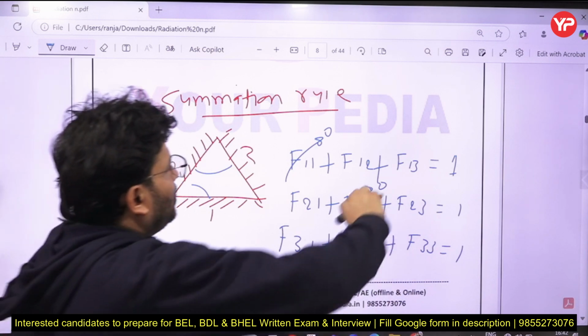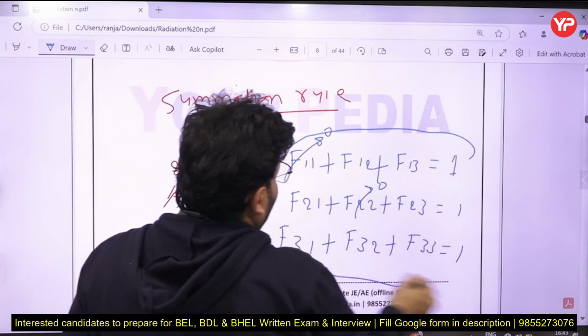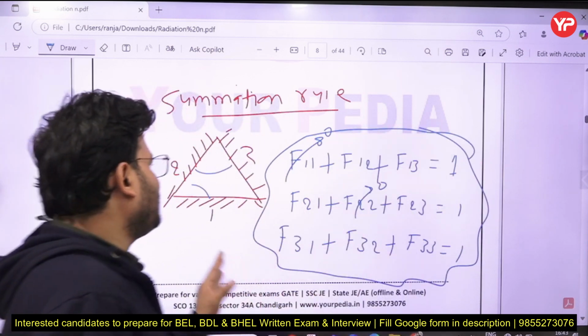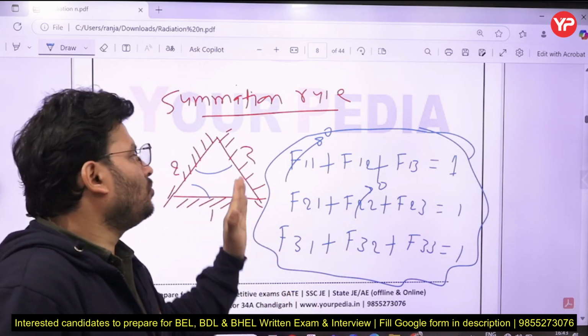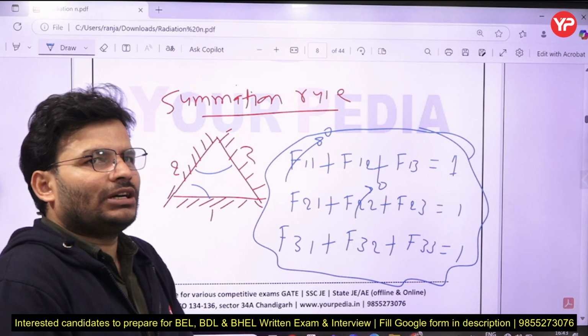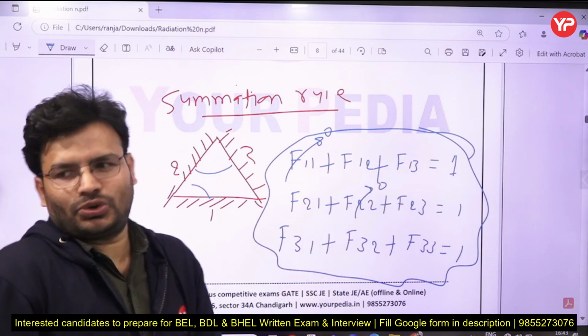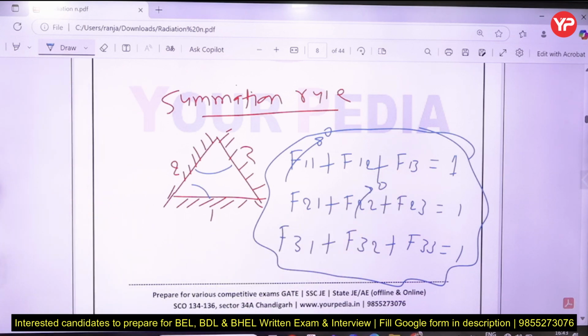That is simply called the summation rule. And obviously, whatever energy leaves surface 1, it will go either to surface 1, 2 or 3, and if I add all of that, it will be equal to 100%, which is 1, you are going to get here.